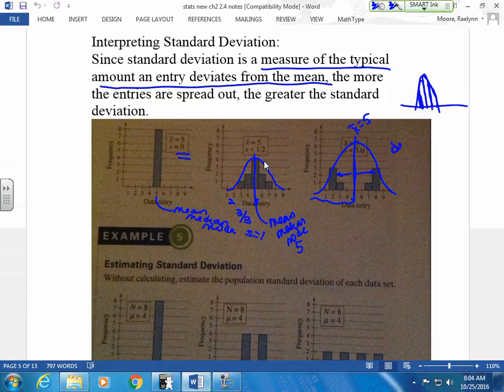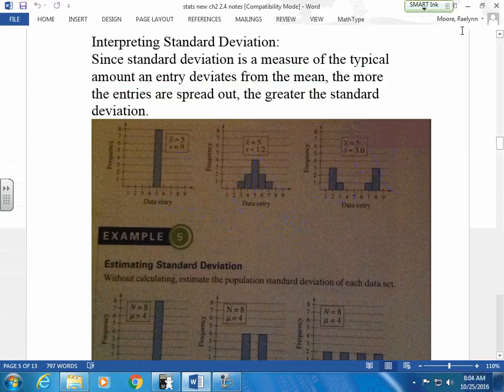This just describes your data in terms of how spread out it is. What's the spread on your data? And that's the important part about a standard deviation. That's the important part.